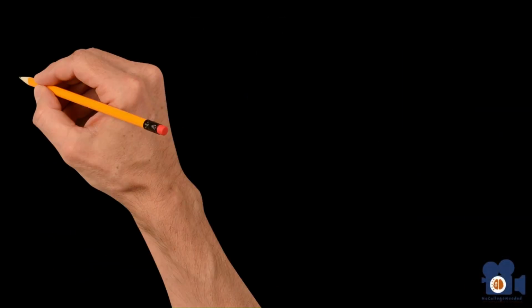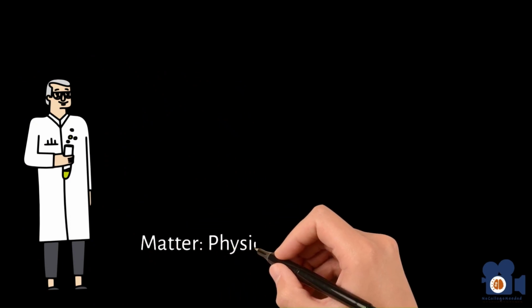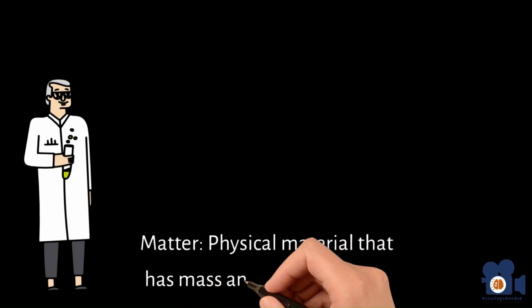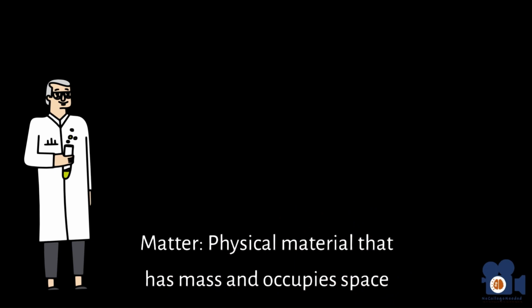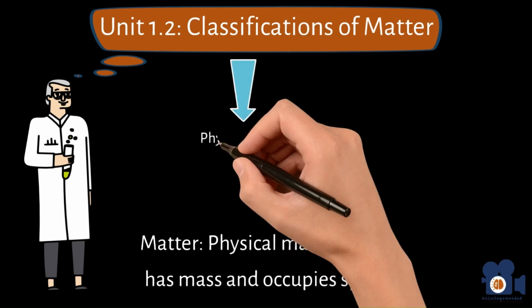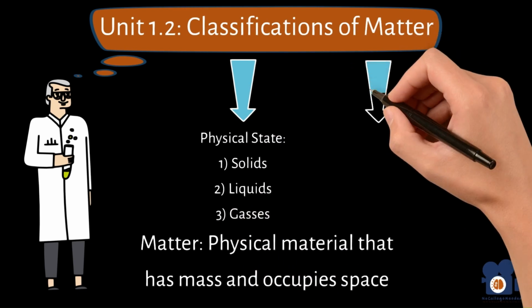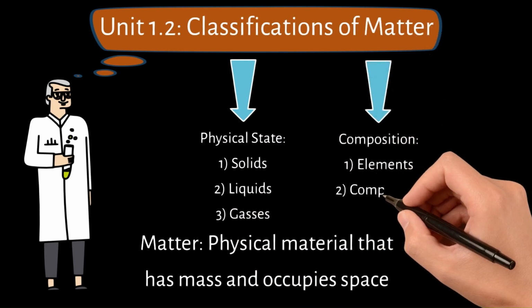Do you remember from last time when we discussed what matter was? It is any physical material in our universe that has mass and occupies space. In Unit 1.2, we're going to go into the two main ways that matter is classified. The first is what its physical state is, such as gas, liquid, or solid. The second is its composition and whether it is a pure element, compound, or mixture.